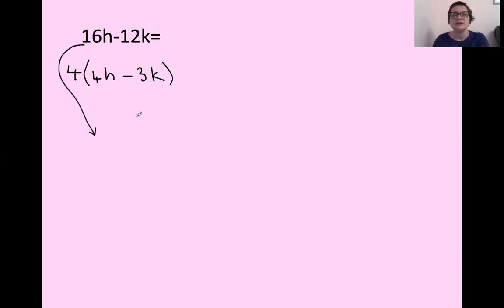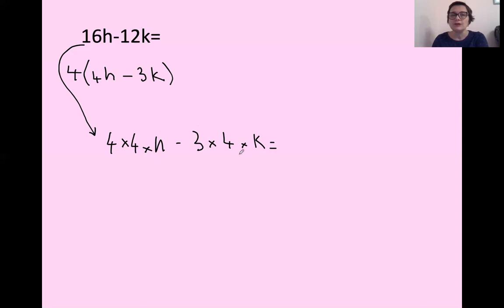So 16h, I'm going to express this as a multiplication of the factors 4 times 4. Why do I choose 4 times 4 and not 8 times 2? Because I see the 12 here, so I can use the 3 and the 4 there. And then write the next one, h minus 3 times 4 for the 12 times the k. Equals. And now I see on both sides which factor is common.